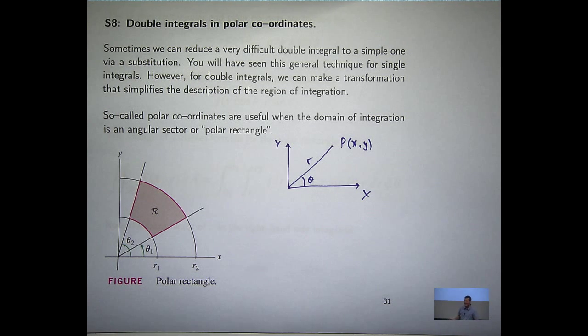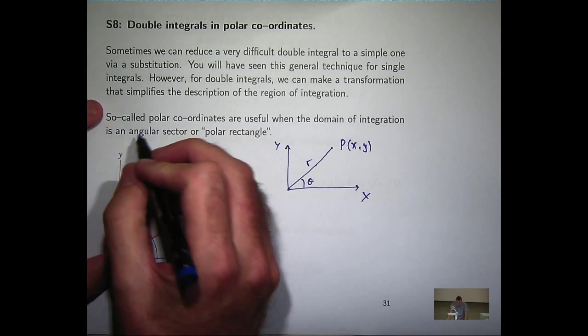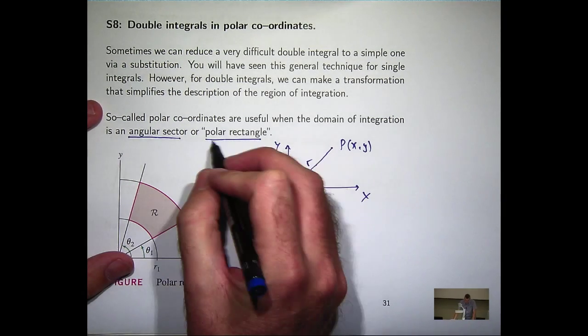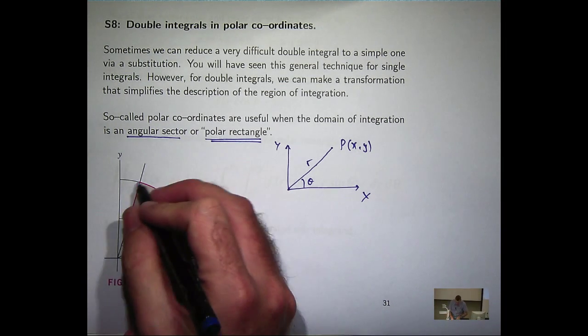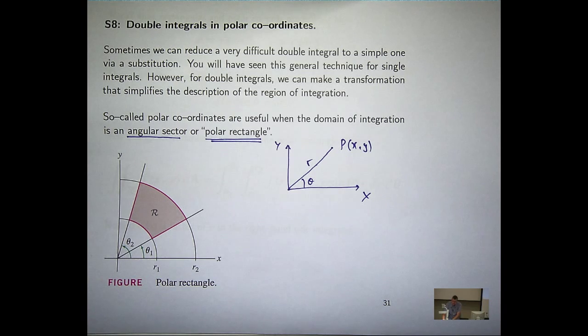Now, in particular, for our study today, these polar coordinates are going to be useful for describing curved regions. We sometimes refer to them as angular sectors or polar rectangles. An example of a polar rectangle is just this pink region here. You may look at it and go, hang on, it doesn't look like a rectangle. Can anyone tell me why this might actually be considered a rectangle?